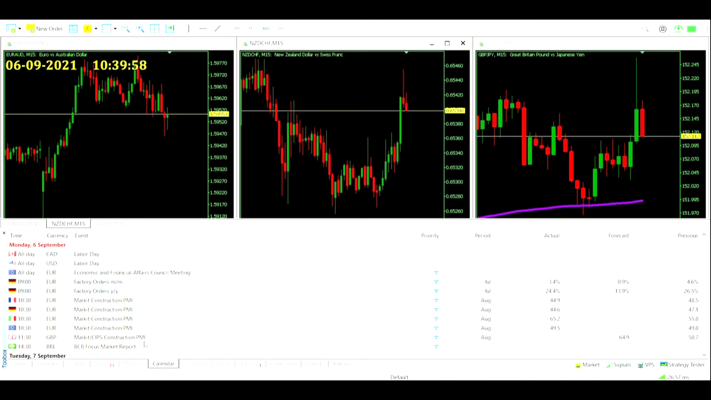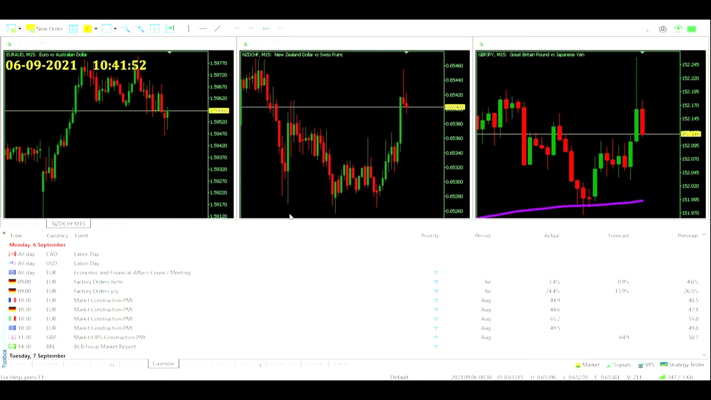Yeah, nothing on the calendar for us. 11:30, we've got the Great British Pound Market Construction PMI. It's not going to have a huge impact. We'll check it out because this one does actually have a forecast of 64.9. So we'll see if the Great British people can beat that. Since it's the only thing on for the day, I suppose at 2:30, we'll be watching the Brazilian BCB Focus Market Report pretty closely. Not expecting an impact on any of these currency pairs, but we've got to watch something. Should be very minimal impact, therefore, on our technical strategy.